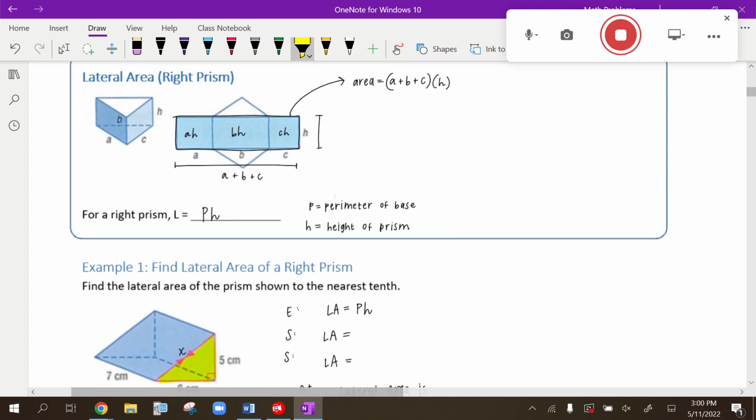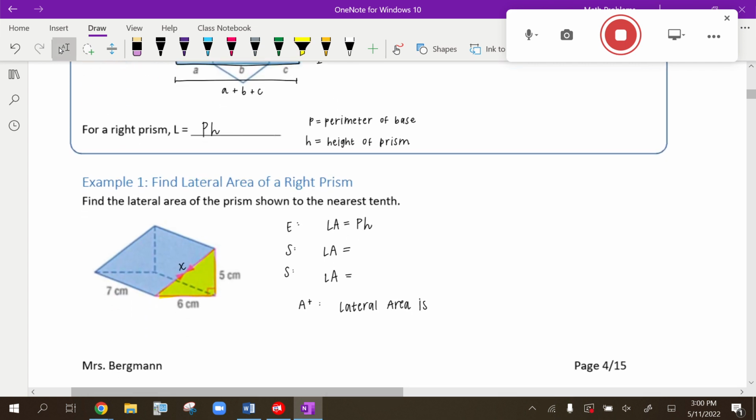Let's try this out in an example. First, when you're finding the lateral area, it's important for you to recognize what's the base. And we'll know that this is a prism because it has two bases that are parallel to one another. This is a right triangular prism. So we know the formula is perimeter of the base times the height. In order to find the perimeter of the base, I'll first need to find the value of x, the missing side on the base. It might help you to highlight the base.